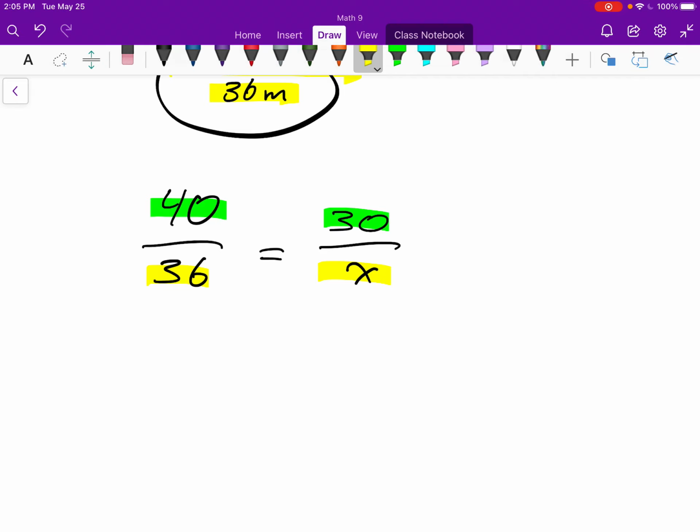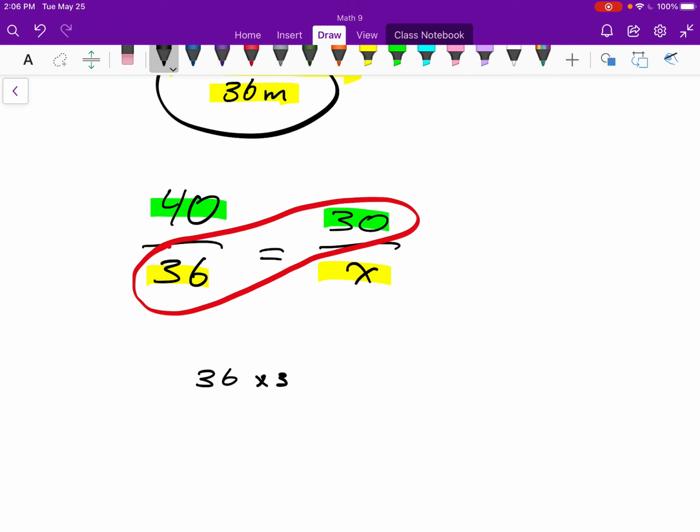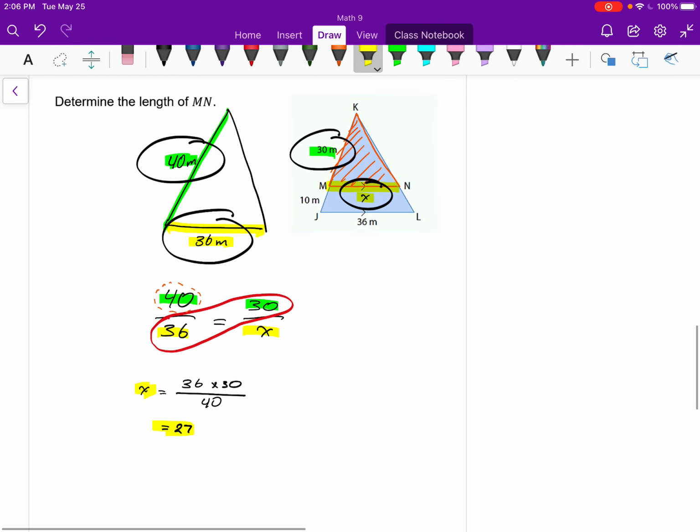And I have a lot of options. I could reduce the 40 over 36 first. But again, I can also always just cross multiply. So in this case, I'll go 36 times 30, and then take all of that and divide by the 40. And that will tell me x. So if I go 36 times 30 right away, I get 1,080 divided by 40. I get 27. And so 27 is x, or the length from M to N.